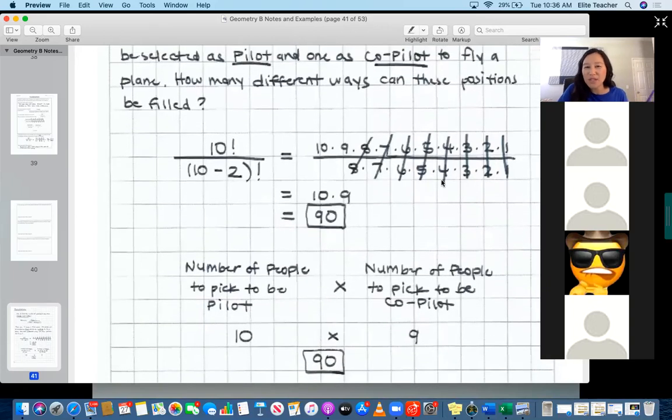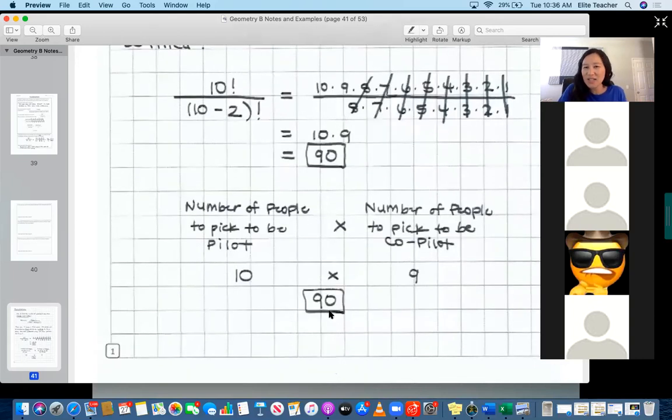Instead of doing all of this work, you can also just say the number of people you can pick to be a pilot. So first we pick the pilot, there's 10 people to choose from. Then the number of people left to pick to be co-pilot would be 9 people. So we could also just do it that way. So 10 times 9 means there's 90 different ways we can select a pilot and a co-pilot. So this one goes quicker.